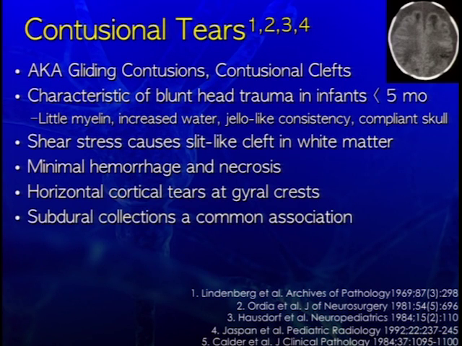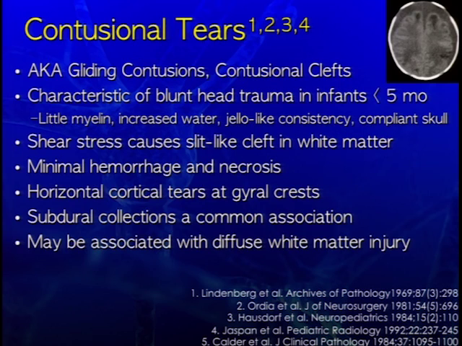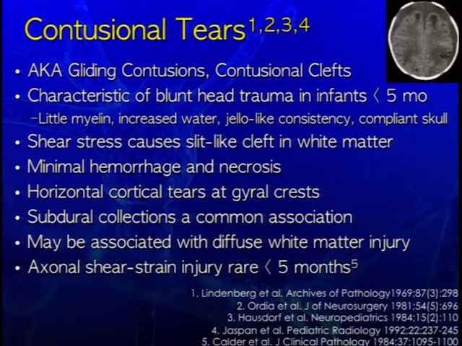Subdural collections are a common association and may be associated with diffuse white matter injury. Interestingly, axonal shear strain, like you hear about in older children, is very rare in infants less than 5 months of age. So more commonly with those shear stresses, you're going to get contusional tears.